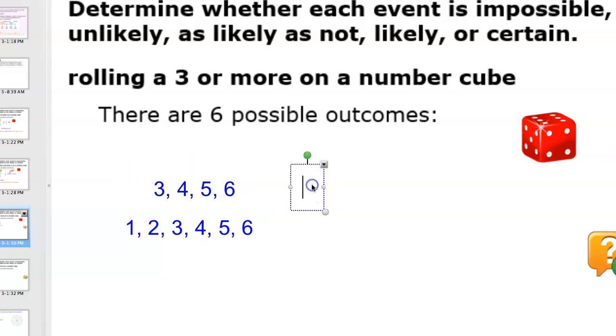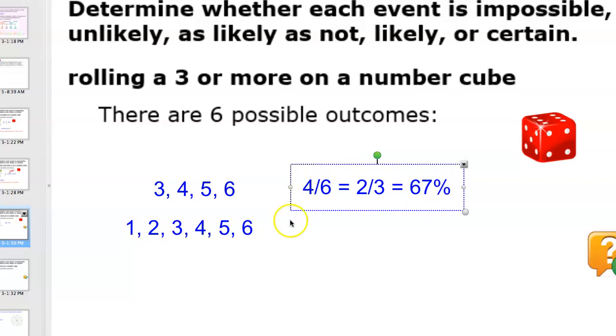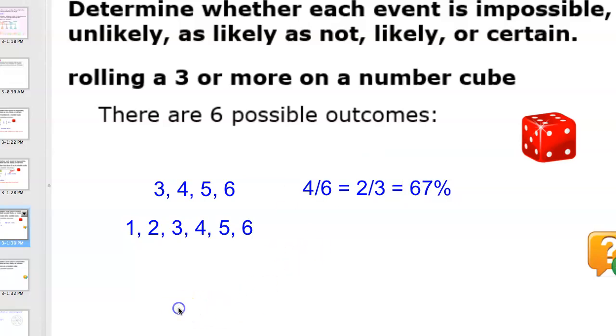Okay, so that is 4 out of a total of 6. That simplifies to 2/3. And to find the percent, I would do 2 divided by 3 times 100, which is about 67%. So that's more than 50%, but it is less than 100 or less than 75. So rolling a 3 is likely. It is very likely that I'm going to roll 3 or more, but it's not certain.